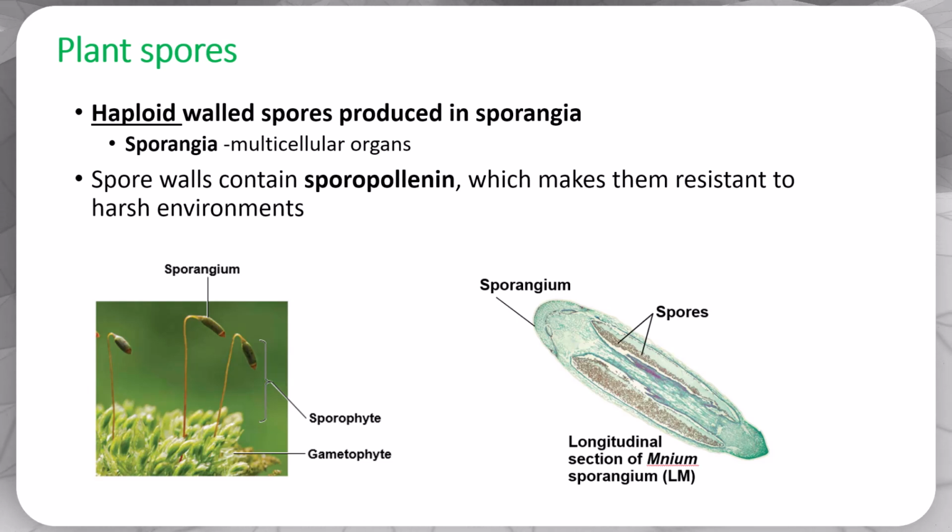So plant spores: we said fungi have spores, plants have spores as well, not because they share common ancestors with fungi, but just because it's a reproductive structure. Plant spores are haploid and they're walled, and those spores are produced in structures called sporangia. Sporangia are multicellular organs. This picture here is moss, and this is the sporangium, and you can see over here on the microscopic side all of these spores inside of that sporangium. The spore walls also contain sporopollenin, which makes them resistant to harsh environments.